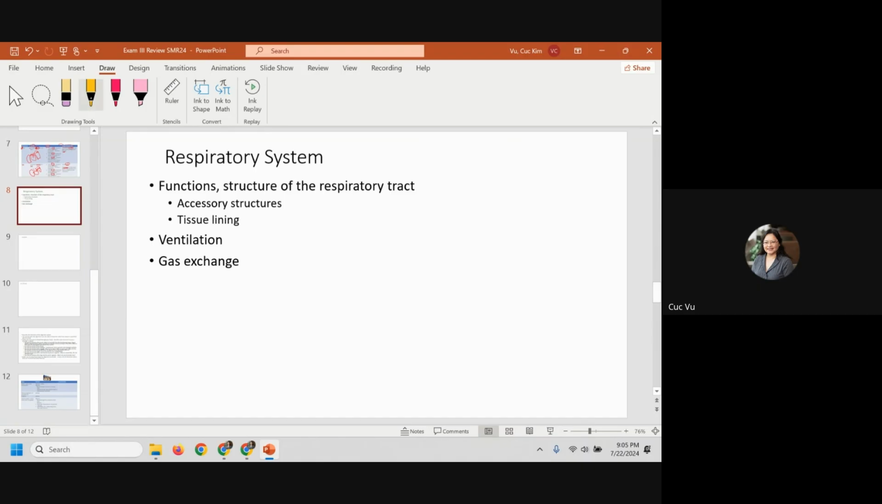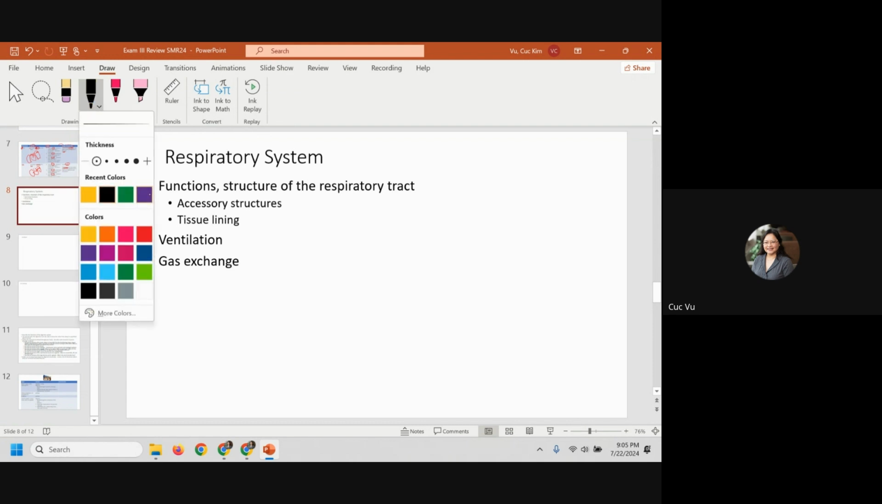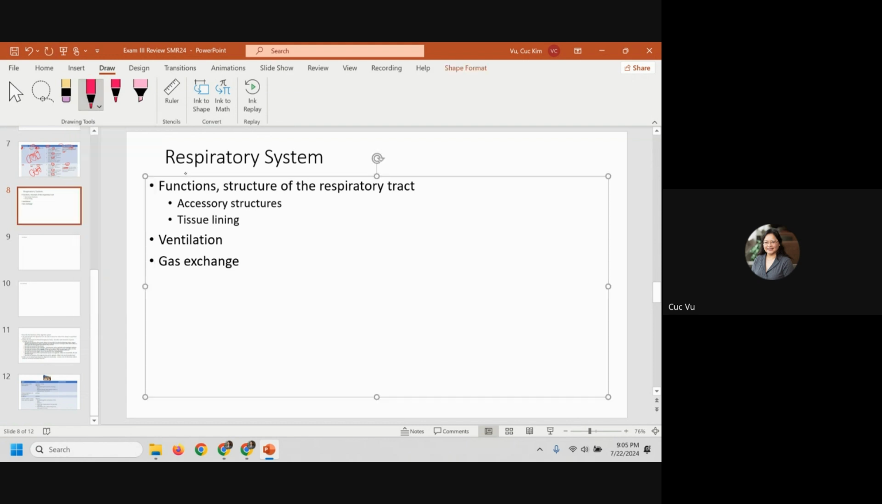So in the respiratory system, a couple of things that you'll want to know will include the function and structure of the respiratory system. The best way to do that is through the cognitive map that I included in the worksheet that I sent out to everyone. Okay, so with the cognitive maps, it allows you to walk through kind of all the steps from when you breathe in air to when it leaves your body.